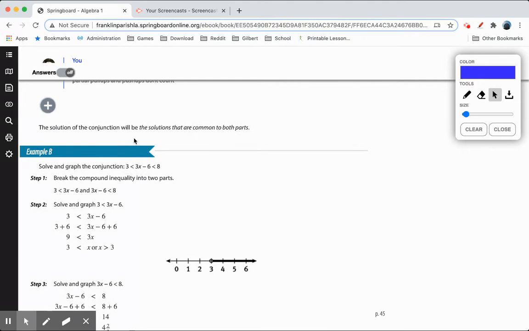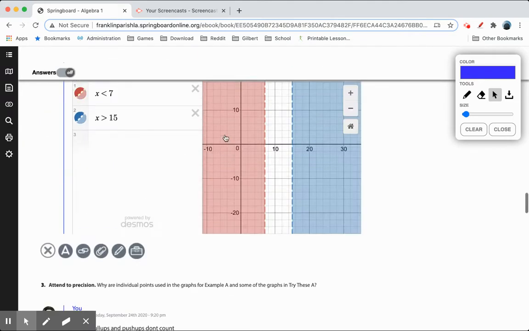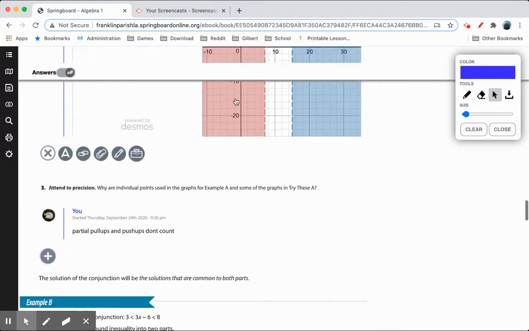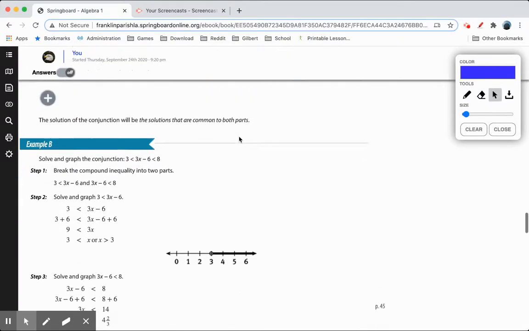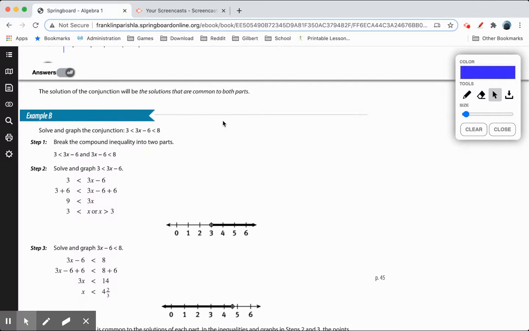All right, the solution of a conjunction will be the solutions that are common to both parts. Now remember, we've just been graphing the inequalities so far. We haven't actually solved any. So let's look at solving them. Break the compound inequality into 2 parts. Well, here's our compound inequality. 3x minus 6 is between 3 and 8.